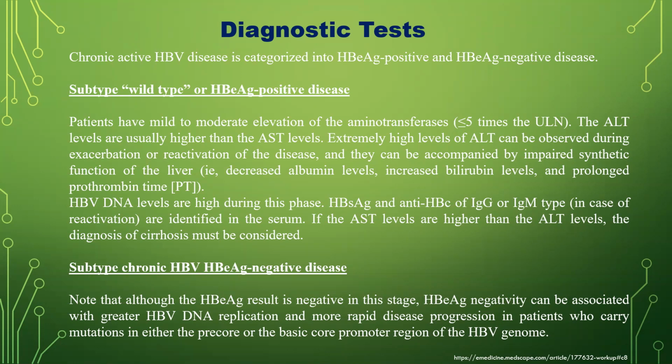Then there is the subtype of chronic HBV, HBe antigen negative disease, which is not wild type like the first one. Note that the result is negative for the e antigen, and e antigen negativity can be associated with greater DNA replication and more rapid disease progression in patients who carry mutations in either the precore or basal core promoter regions of the HBV genome.